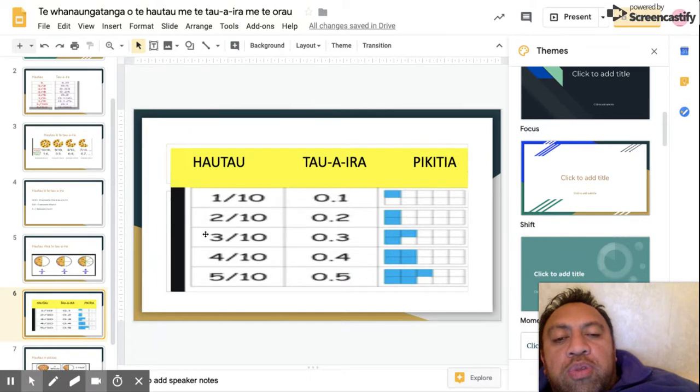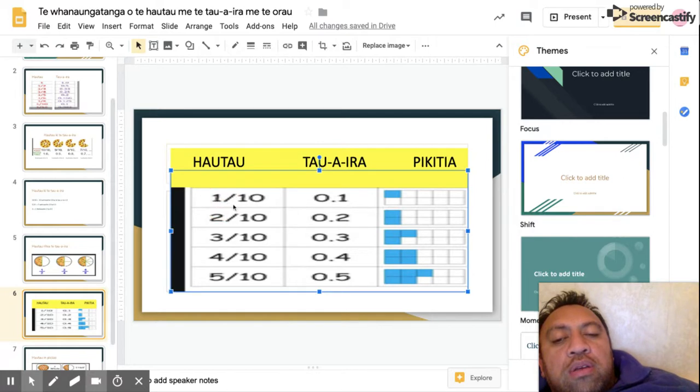So here we have the relationship again. We have another picture here where we have one chocolate bar. One is coloured in, which means it is 1/10. So therefore, to find the tauira, we've said that 1 divided by 10 equals 0.1. So therefore, when you see a chocolate bar or a picture where it is 1/10, it is also equal to 0.1.